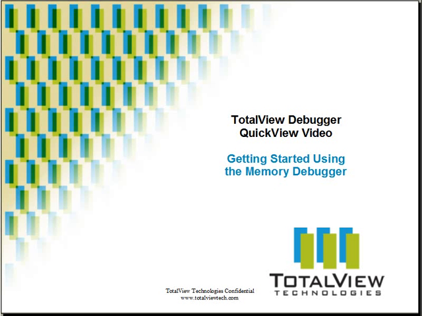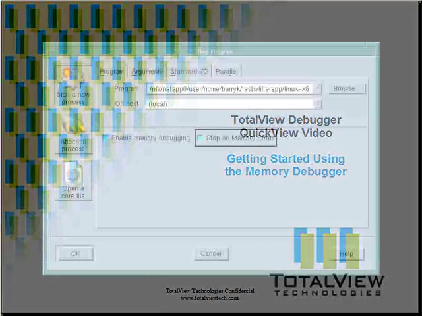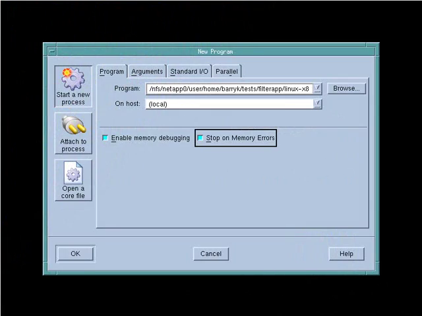The Memory Debugger is completely integrated within the TotalView Debugger. However, it doesn't get involved with the debugging process until you tell it to, and it can only be added when you start or restart your program. When you start TotalView with no arguments, or if you select the File New Program dialog box, you can both enable memory debugging and tell the memory debugger to stop when it encounters a memory error.